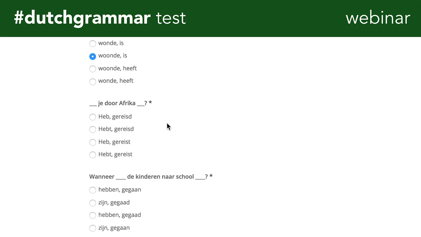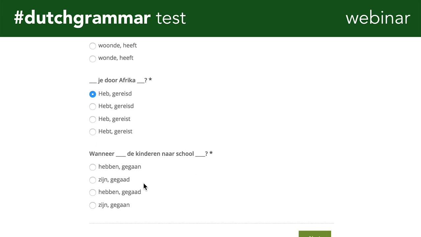Next one. This is a question with inversion. First the verb, then the subject. The subject is je. That means we should be careful, because with inversion and je after the finite verb, we use the same form as with ik. So, heb jij. Gereisd. We saw the verb earlier. The infinitive is reizen with a Z, which is not in het kofschip, therefore the past participle ends on a D.